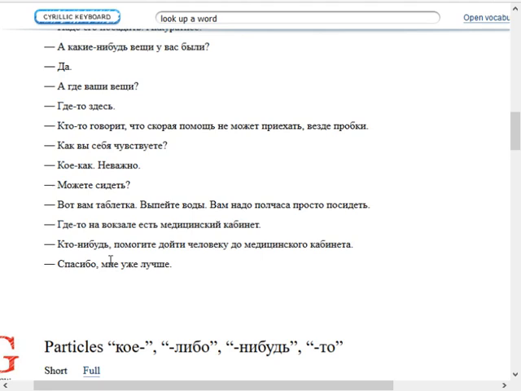Помогите дойти человеку до медицинского кабинета. So somebody help get people to the medicine cabinet, I guess, or something like that. And then at the end, the guy who's not feeling well says, "Thank you. I'm already feeling better, or it's already better for me."